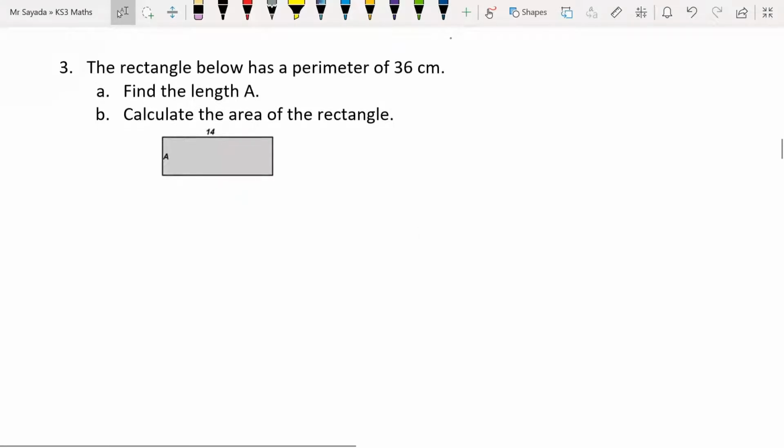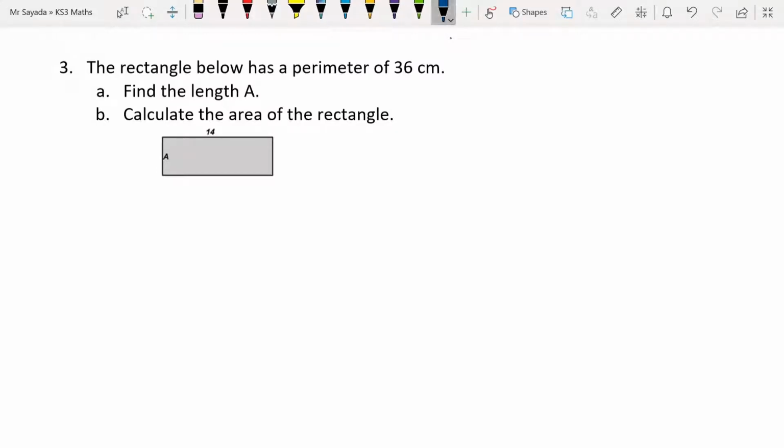For this question here, we're told the perimeter of the rectangle, and we first need to find the missing length. So if you remember, perimeter is what? You should have said perimeter is the length around a 2D shape, or the distance around a 2D shape. So let's do that again. Perimeter is the distance around a 2D shape.